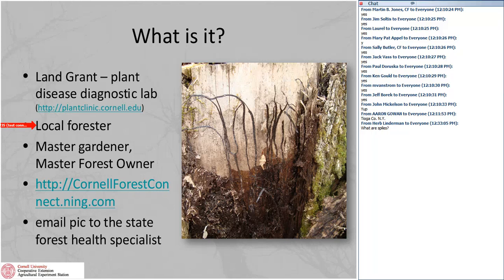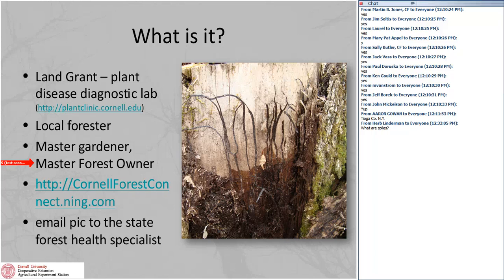Most states, I think all states, have master gardeners, and in the Northeast at least, they all have programs that are similar to master forest owner volunteers. At least the master forest owner types of programs are non-technical; they're not specialists. They have some general awareness of some of the problems, and it varies from person to person based on their own interests. So they may be able to help identify what you're dealing with.